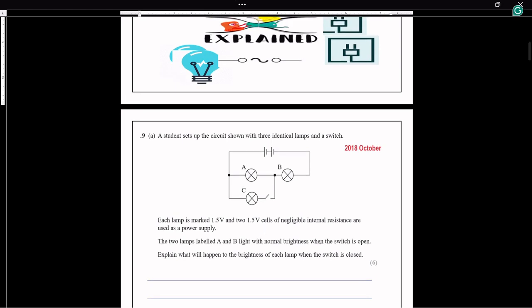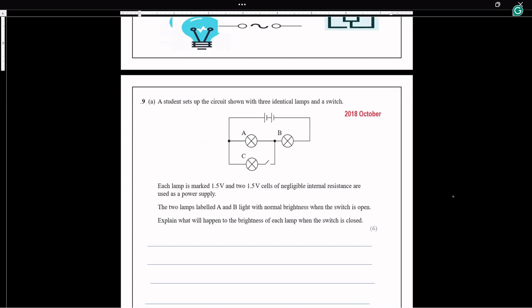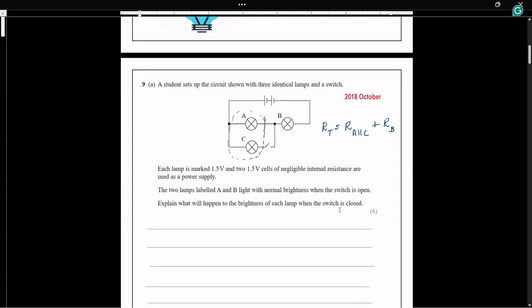Here you can see that the 2 resistors or 2 lamps A and C are connected in parallel, and to this parallel combination B is connected in series. So this is one loop, A and C are parallel, and this parallel combination is connected in series with the bulb or the lamp B. So when we are writing the total resistance, the total resistance of the circuit will be resistance of A parallel C plus resistance of B. So when the switch S is closed, this will be the total resistance. So let's start writing the answer.